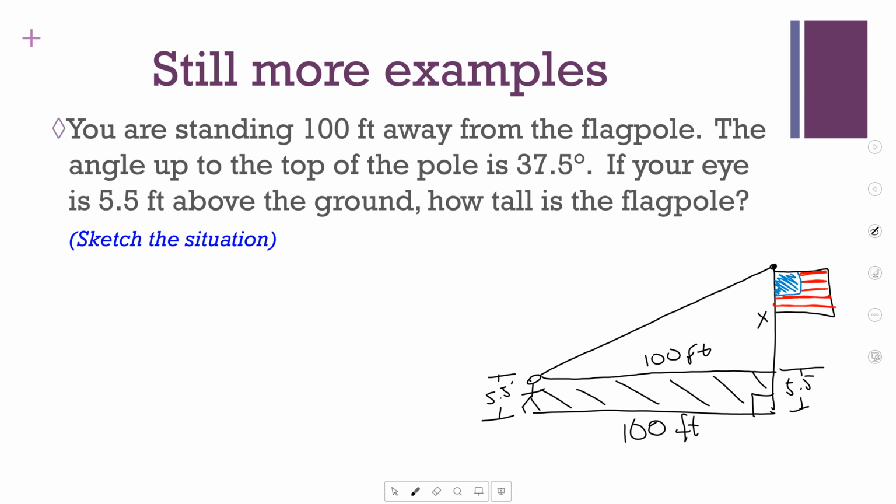You wouldn't. This is supposed to be up there. The angle up to the top of the flagpole is 37.5. Is this the correct angle? Yes, because you're measuring it from your eyeball. You can't measure that angle from the ground.